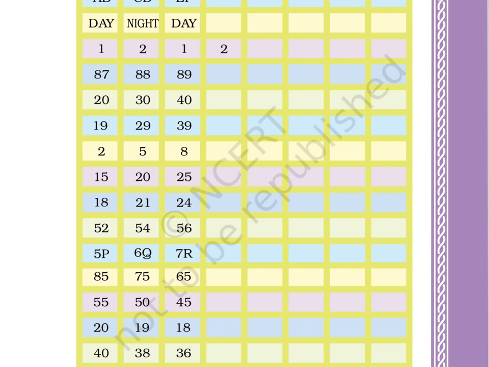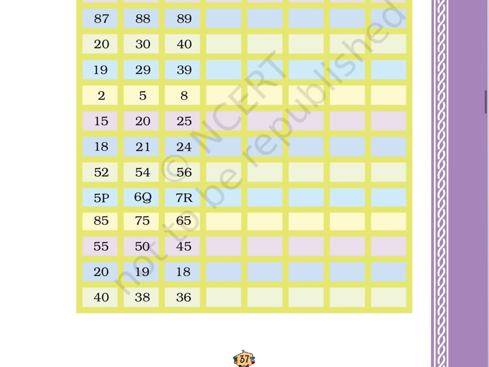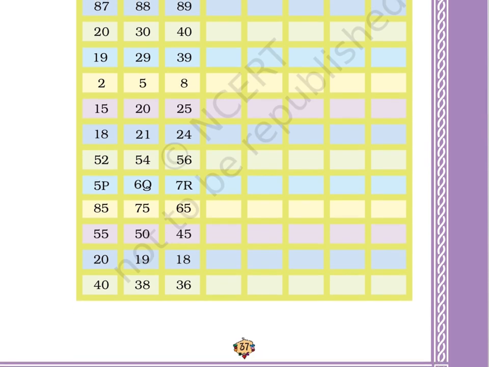Row 7. Box 1, number 19. Box 2, number 29. Box 3, number 39. Box 4, 5, 6, 7 and 8 are kept blank. Row 8. Box 1, number 2. Box 2, number 5. Box 3, number 8. Box 4, 5, 6, 7 and 8 are blank boxes.